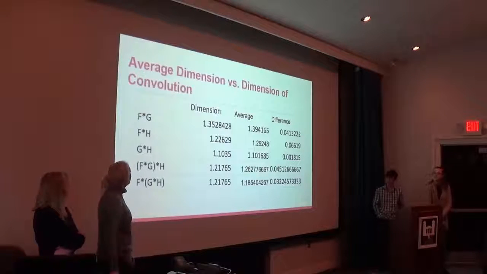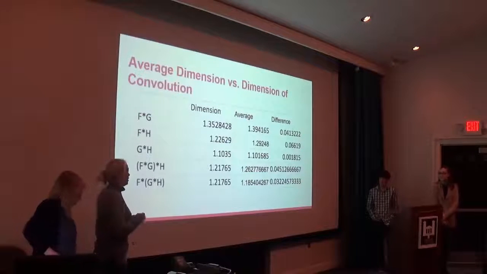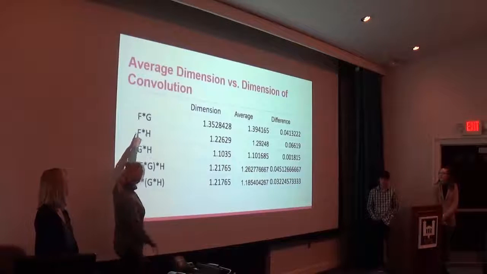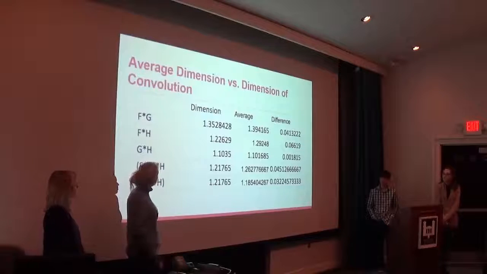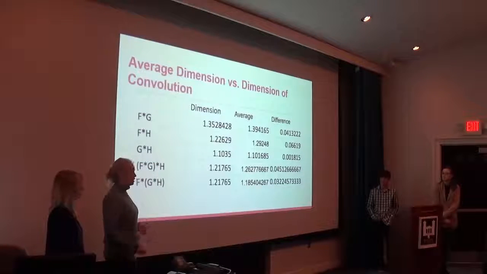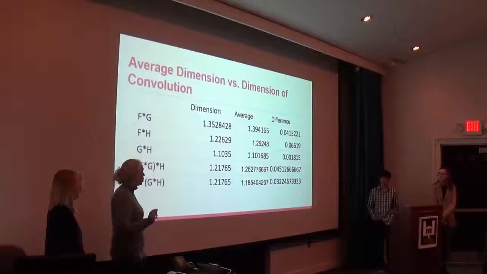So something that we've been looking at is the comparison between the average dimension and the actual definition or dimension of a convolution. So if you look at the first row, F convolved with G, the dimension following the definition of dimension is 1.35 approximately. The average of F and G, so the dimension of F plus the dimension of G divided by 2, is 1.39. And so the difference is very small.